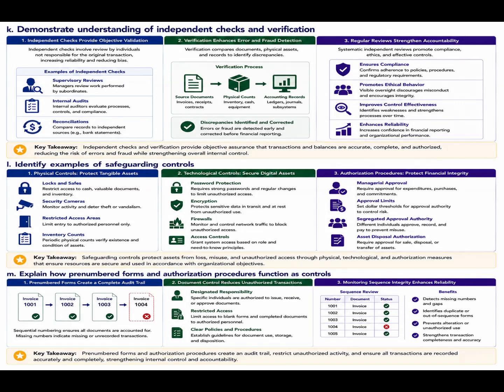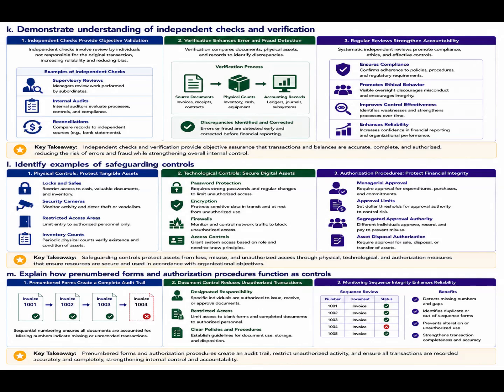By comparing source documents, physical counts, and accounting records, organizations can identify discrepancies and correct them promptly before financial statements are issued. Regular and systematic reviews strengthen accountability. Independent checks reinforce compliance with policies, promote ethical behavior, and improve overall control effectiveness by creating visible oversight mechanisms.